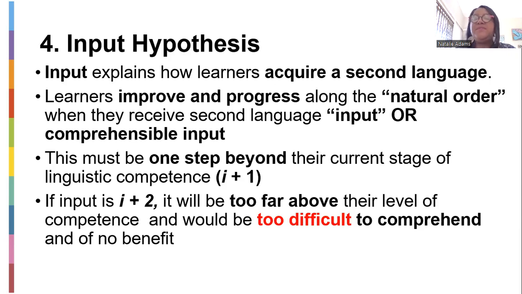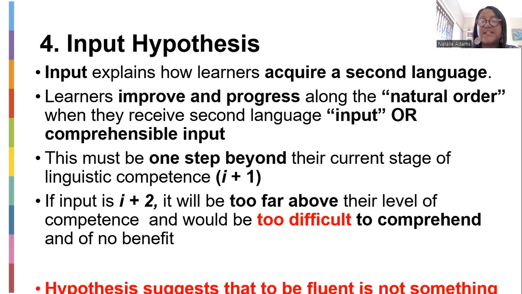So you need to be very aware, if you're going to use this input hypothesis, that you understand where your students are in terms of their second language, but you will give them something a little bit more difficult, let them reach another level, but only do it one at a time. It's the information plus one new thing that they need to learn. You also can't give information plus two. That will be very difficult for them to learn the language.